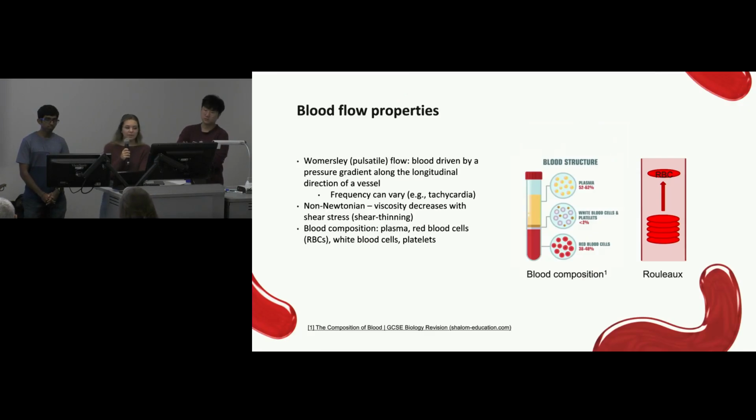Blood can be defined by its different properties. We talked briefly in class about Womersley flow, which is pulsatile flow. As the heart beats, it's driven by a pressure gradient along the longitudinal direction of a vessel, whether this is down through the arteries or back up through the veins.